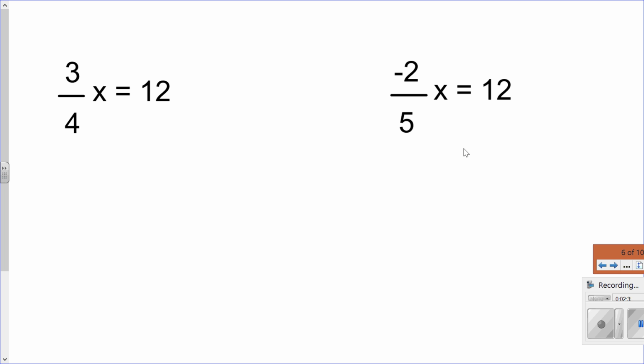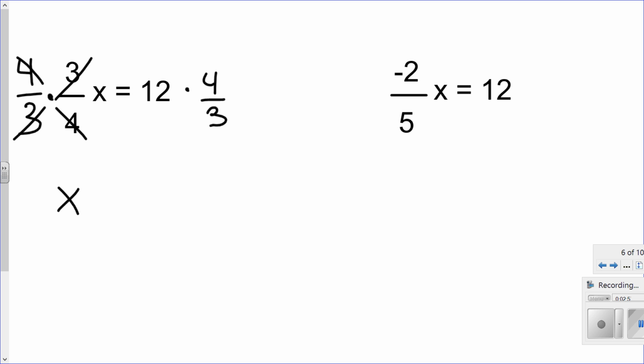Now, what about fractions? Fractions can be tricky. So if I have something that's 3/4 of x, what number is 3/4 of x equals 12? If I multiply both sides by the reciprocal, the 4's will cancel out, the 3's will cancel out, and I'll be left with x. And then I have 12 times 4 over 3.